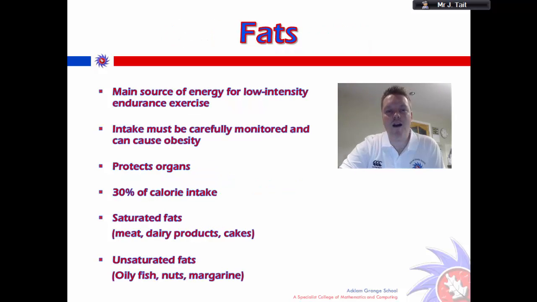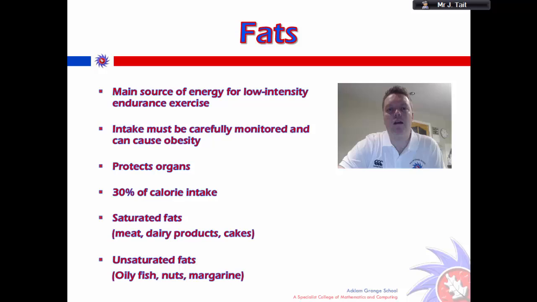Right, moving on. Fats. Fats are our other main source of energy, but these are for low intensity endurance exercises and for our everyday movements and general work rate throughout the day. This should be carefully monitored, because if we have a diet with a high percentage of fats, and we're eating too many fats, then this can cause obesity, and obviously it can cause us to gain weight significantly, and that's an issue.